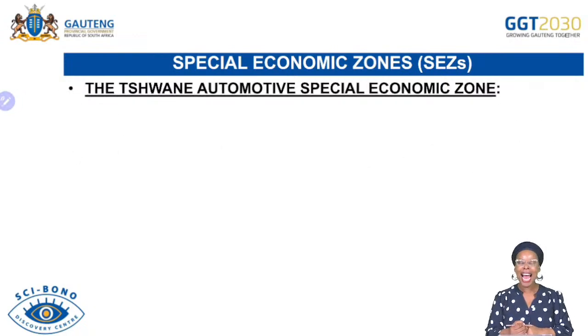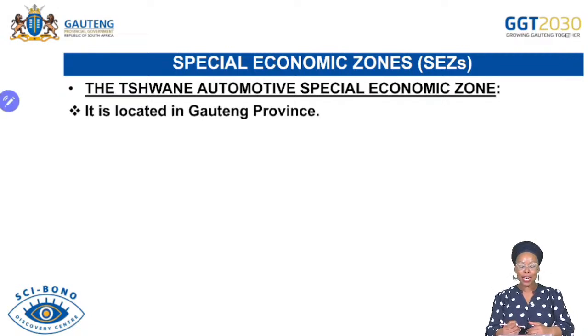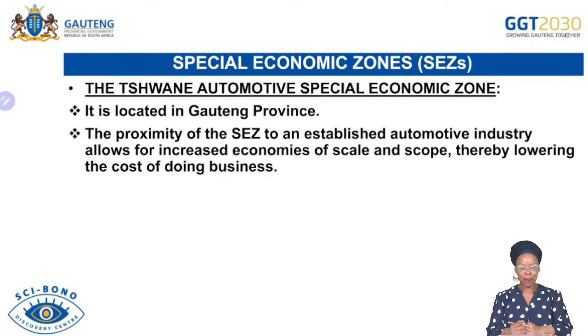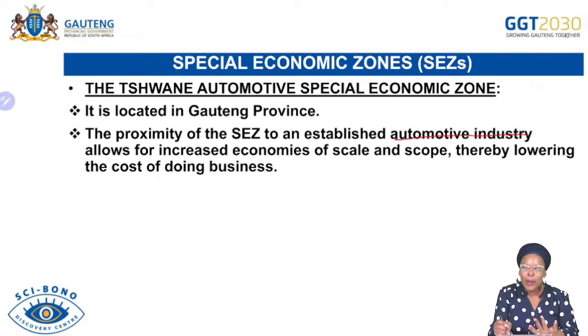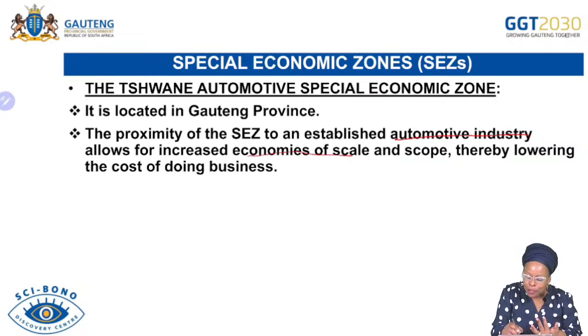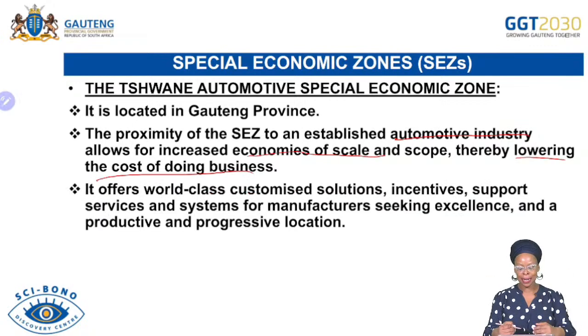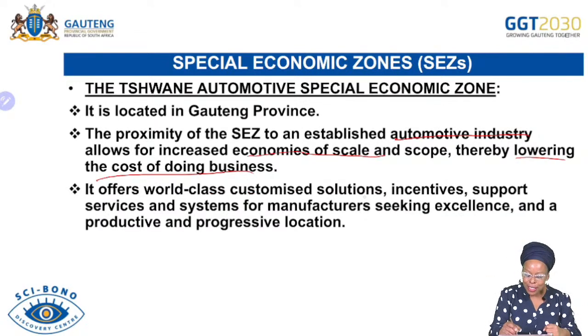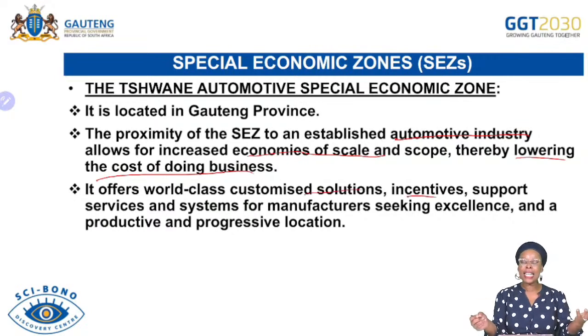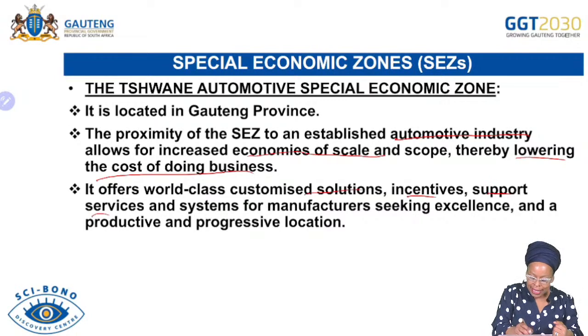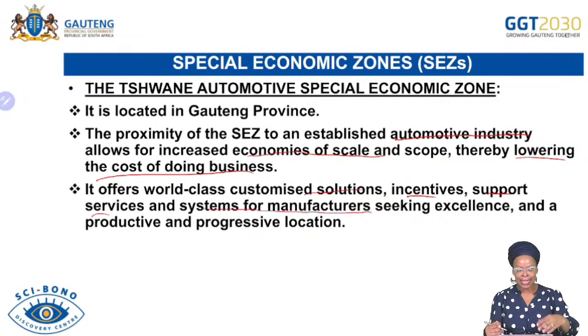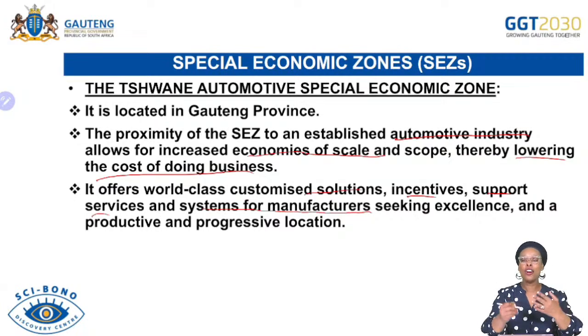We also have another one in our own province, the Tshwane Automotive Special Economic Zone, which is found in Gauteng province. So the proximity of this particular SEZ is an established automotive industry which allows for increased economies of scale and scope. It helps in lowering the cost of doing business. Okay, it offers world-class customized solutions. It offers incentives, support systems, and systems for manufacturers seeking excellence and a productive and progressive location.